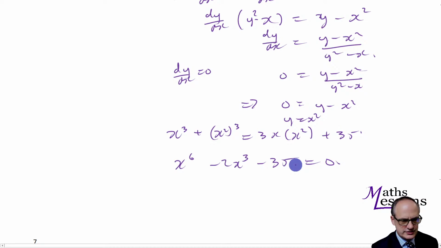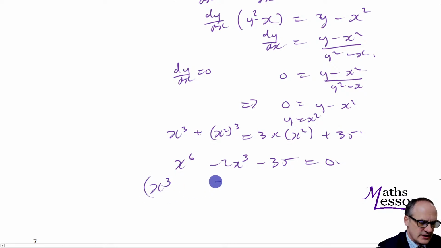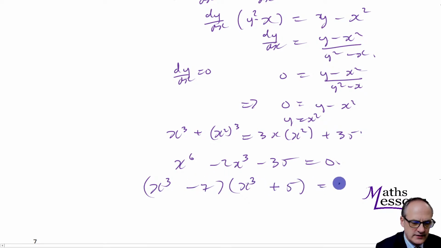Now what you should realise here, those experienced A-level campaigners out there, is you have a hidden quadratic, because this is just x cubed squared. So let's just factorise that out as a quadratic, where we've got x cubes. And we've got minus 35, which is 7 times 5, and we know that they differ by 2, so we can put a minus 7 there, and a plus 5 here. So either x cubed equals 7, or x cubed will equal minus 5.